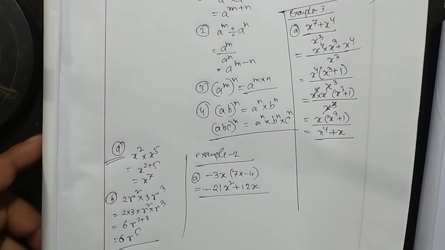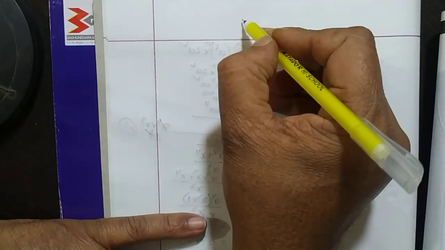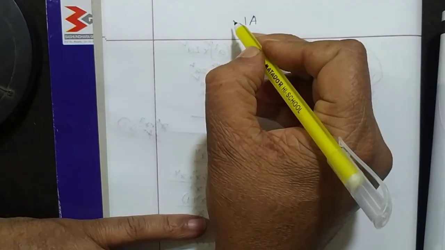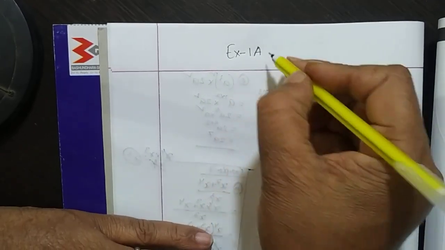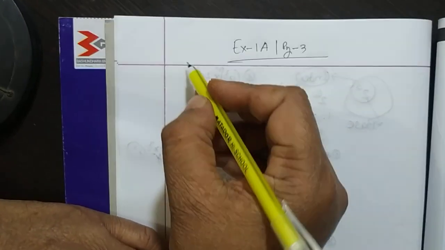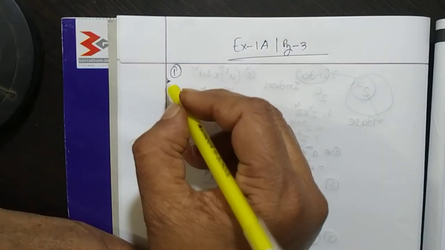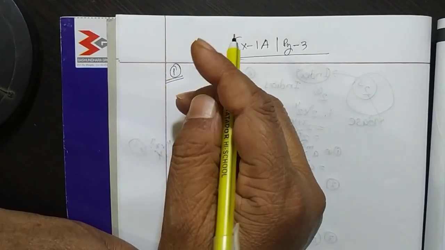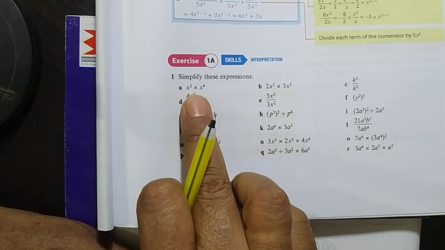Now we go to the exercise. Exercise 1A. There is a huge number of maths here, but we will solve a few which are important. Exercise 1A from this book, page number 3. Start from 1. The question is, simplify these expressions.